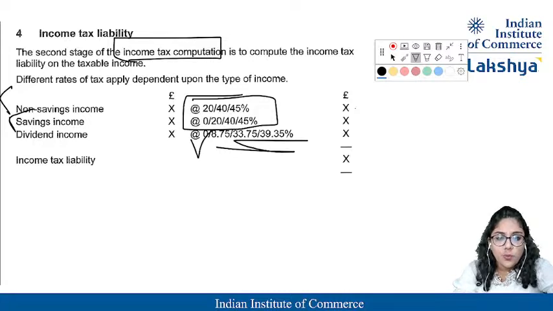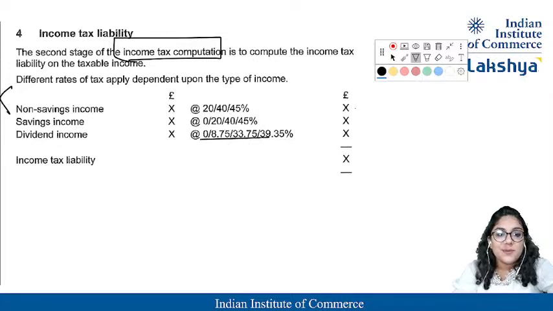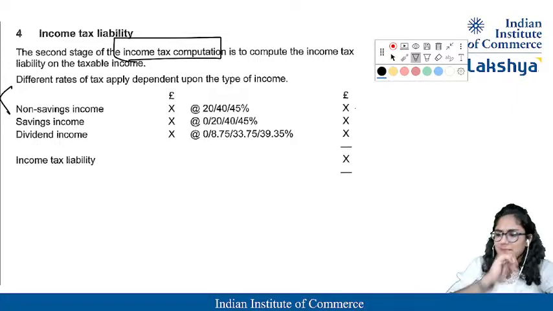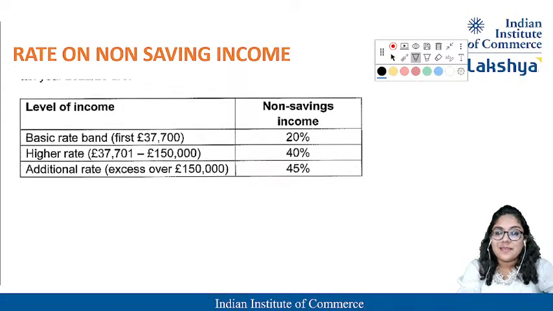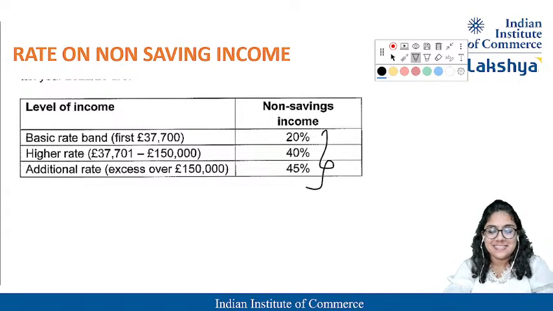When is it 0? Till 2000 of dividend. Beyond that, first slab this, second this, third this. Cool, everybody. Easy. This is my slab rates, which you guys are now pretty sure about and have learnt.